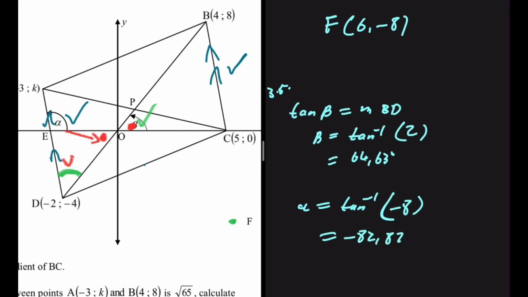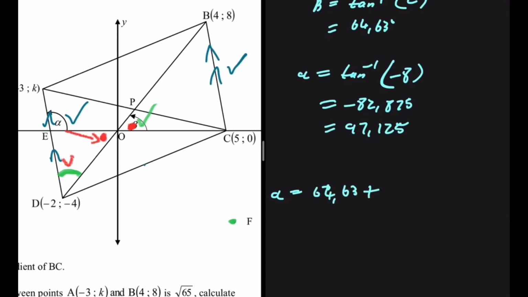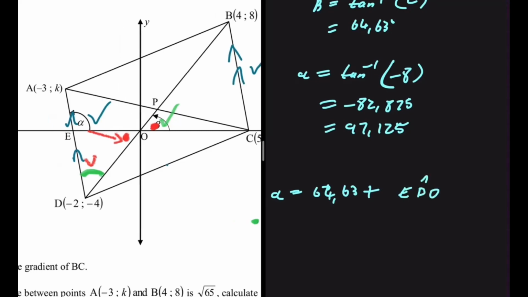82.874875. If it is minus, you must always add 180. If you do that, you're gonna get 97.125. So now we can say that our exterior angle is equal to 64.63 plus angle EDO. But we know that alpha is 97.125.